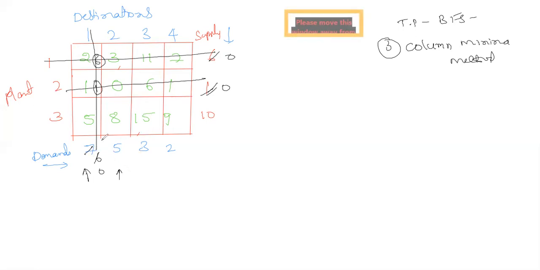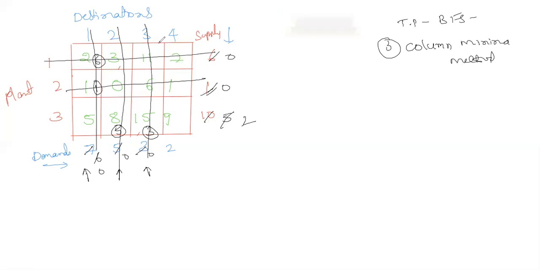Go for the second column. The only remaining one has demand 5, supply 10. Take all the 5 units. So this becomes 0 and this becomes 5. Whichever becomes 0, you cancel that. Next, go for the third column. Demand is 3, supply is 5. Take all the 3. Here it becomes 2, remaining is 2, and this becomes 0. So cancel this particular column.